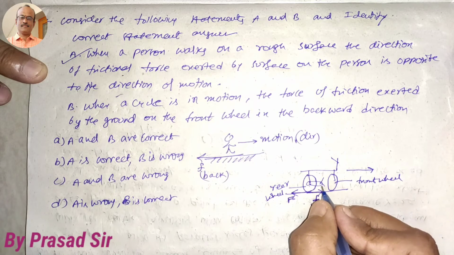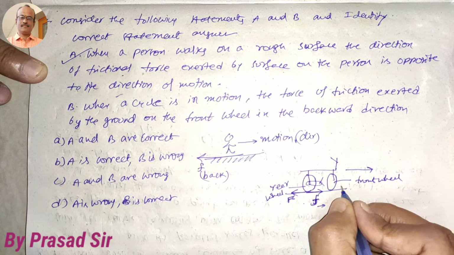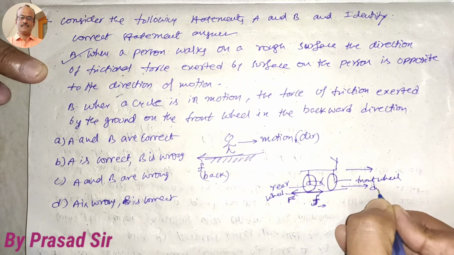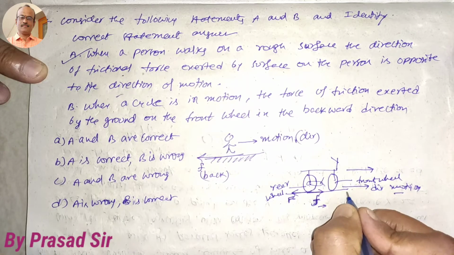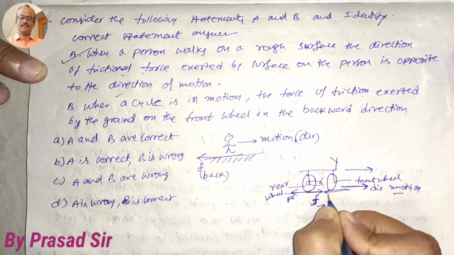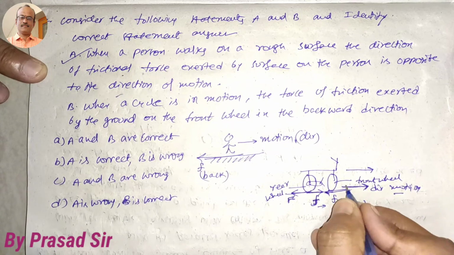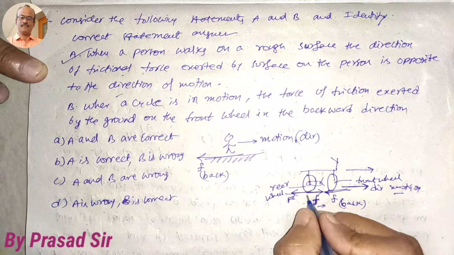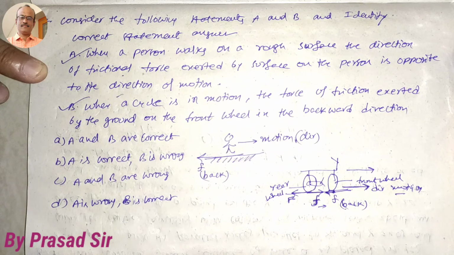Suppose the front wheel, without applying any force, is moving in the forward direction. So that means the direction of motion for the front wheel is in this direction. So frictional force in which direction here? Backward direction. So the frictional force on the front wheel is in the backward direction. Back wheel means forward. So which option is correct here? Option B is correct. So that means A and B are correct.